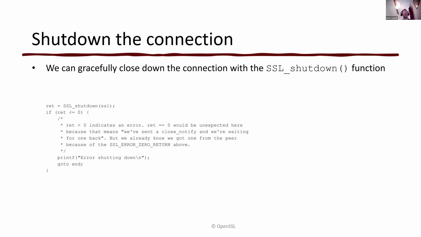So let's just look at the code for this. To do that graceful close down, we call SSL_shutdown, pass in the SSL object. In this particular example, we're expecting that to come back immediately with a successful result because we already know the server's closed down. We've just got to send our close notify, and that's it. We're done. If we get anything other than a positive result from that, then something else occurred. Bail out.